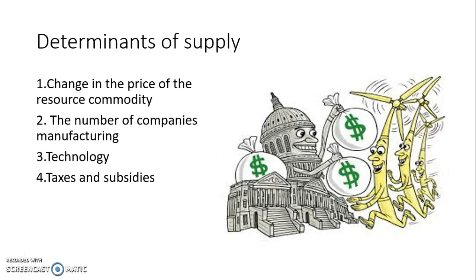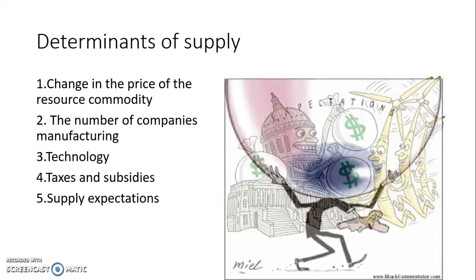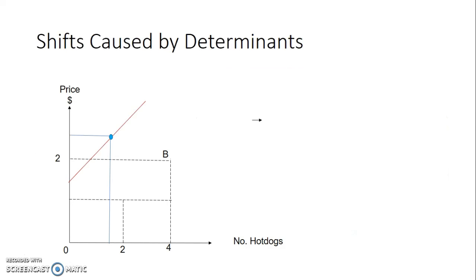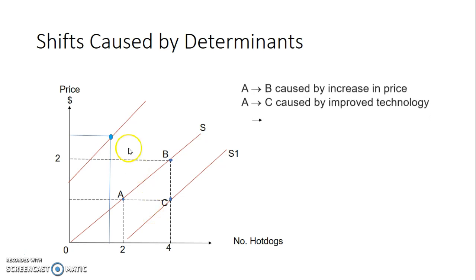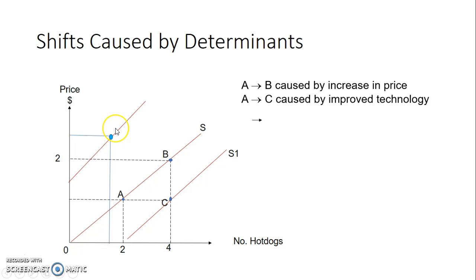Then we have supply expectation. Let's take a further look. We're looking at improved technology and supply expectation. The introduction of new technology, such as a machinery to cure hot dogs faster, would increase supply, and the curve would shift to the right. Whereas supply expectation, if the manufacturer believes that the price of hot dogs will increase from next week, then he's going to hold back supply of hot dogs until the price is higher, shifting the supply curve to the left.